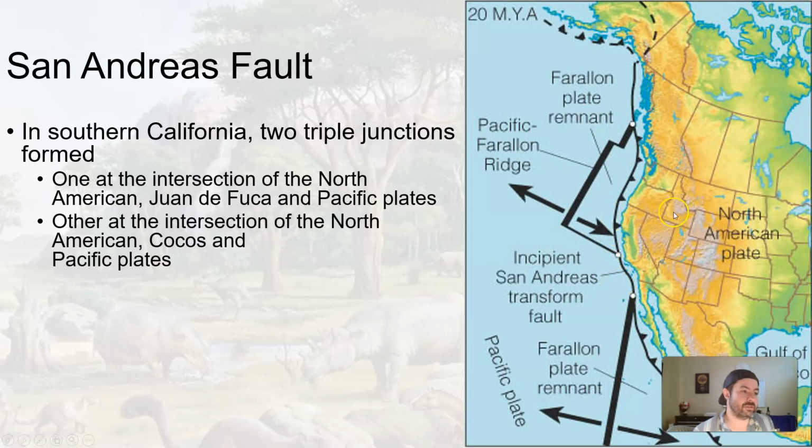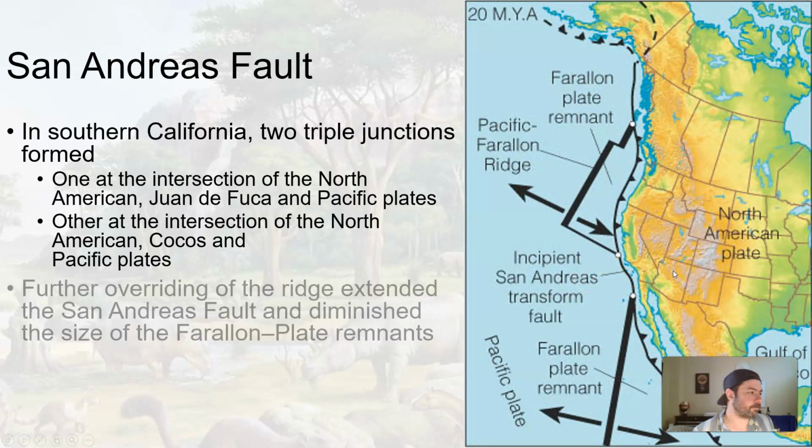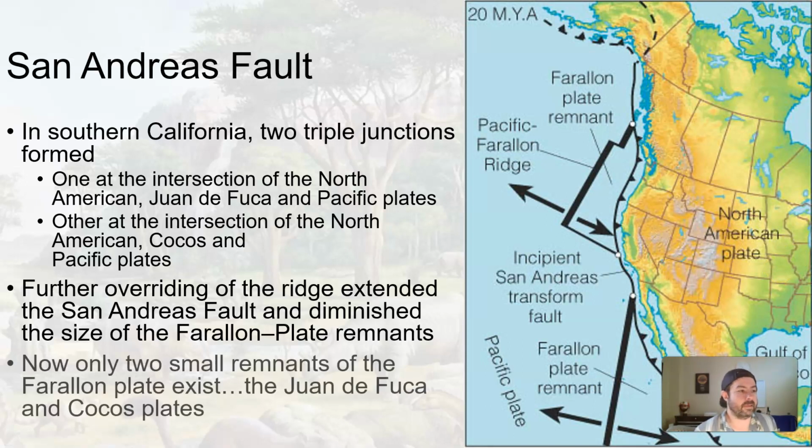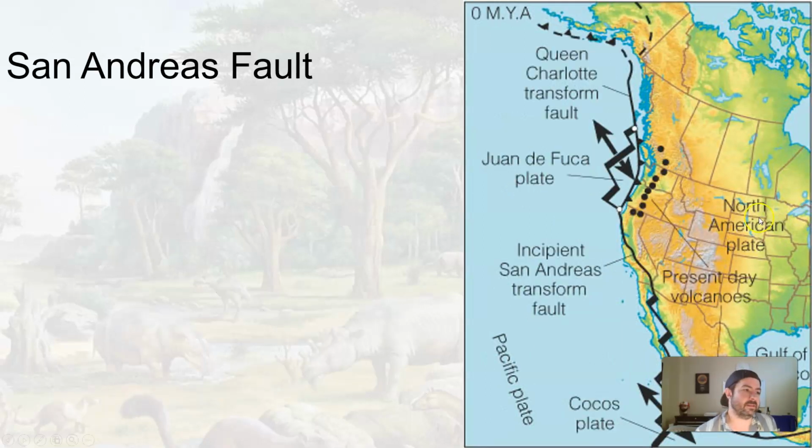So we still have convergence here, but we have this side-by-side grinding motion of the Pacific Plate with the North American Plate. As North America continued further to the west, and everything else continued further to the east, further overriding of the ridge extended the San Andreas Fault. As that happened, only two small remnants of the Farallon Plate exist, again, the Juan de Fuca and the Cocos.